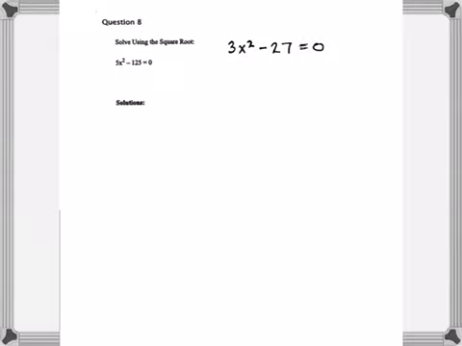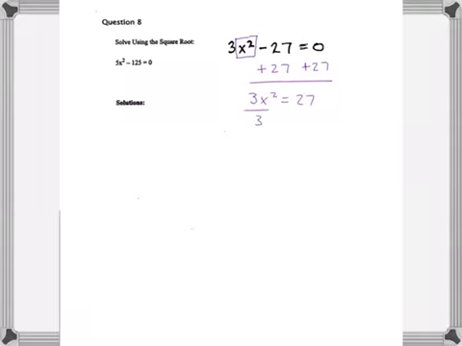All right, and the last problem talks about solving using square roots. So we're going to look at our example problem here, 3x squared minus 27 equals 0. Keep in mind, when solving with square roots, the key is to isolate your squared term. So I need to get everything away from the x squared. So I will add 27 to both sides. I've got 3x squared equals a positive 27.